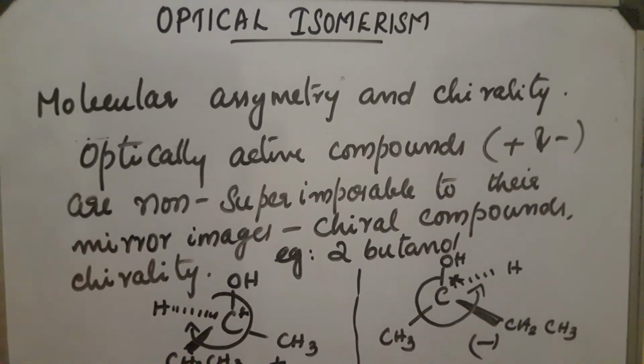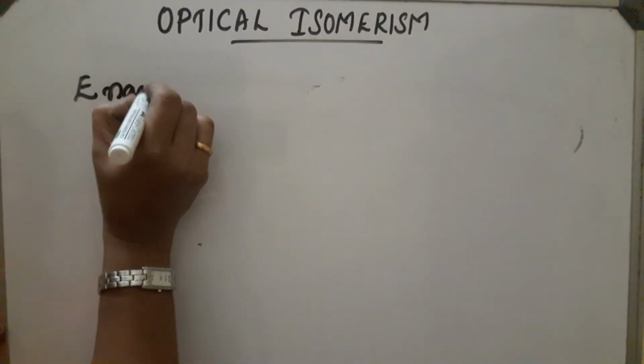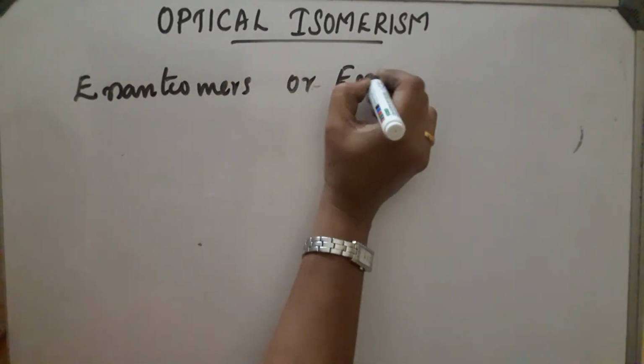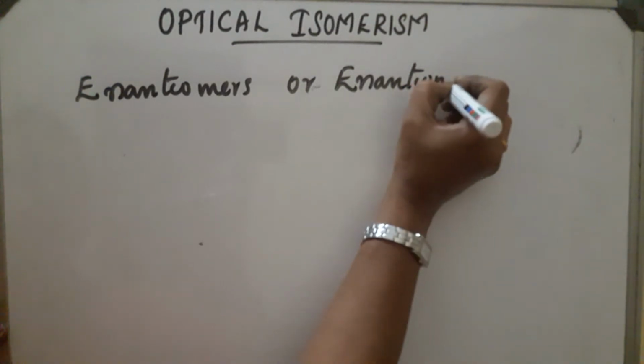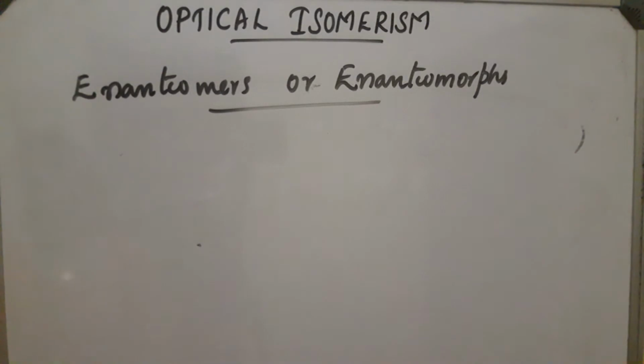Now, the next topic is enantiomers, or enantiomorphs. What do you mean by enantiomers? Like this optically active compound, these non-superimposable optically active compounds are also called enantiomers. So enantiomers are stereoisomers which are non-superimposable mirror images and they rotate plane polarized light.